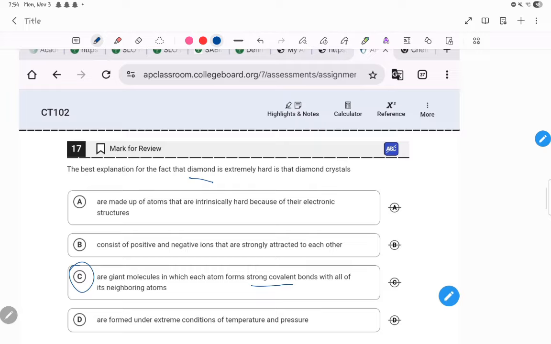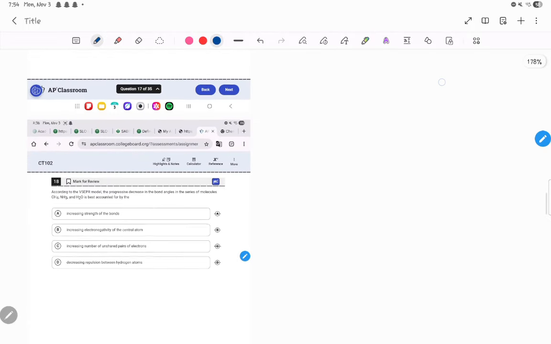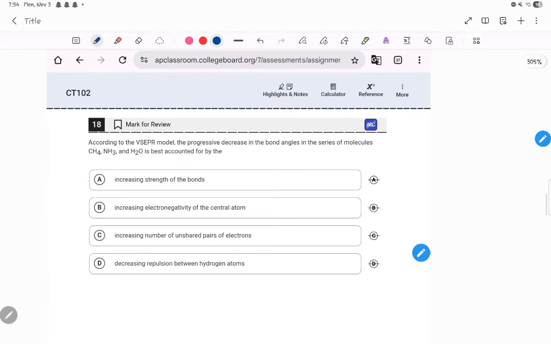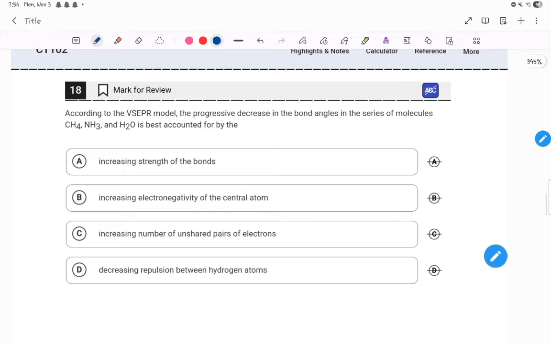We'll move on to question number 18. According to the VSEPR model, the progressive decrease in the bond angles in the series of molecules CH4, NH3, and H2O is best accounted for. Basically, they're saying CH4. It looks like this, CH4. Then NH3, which looks like this. And then H2O, which looks like this, right?